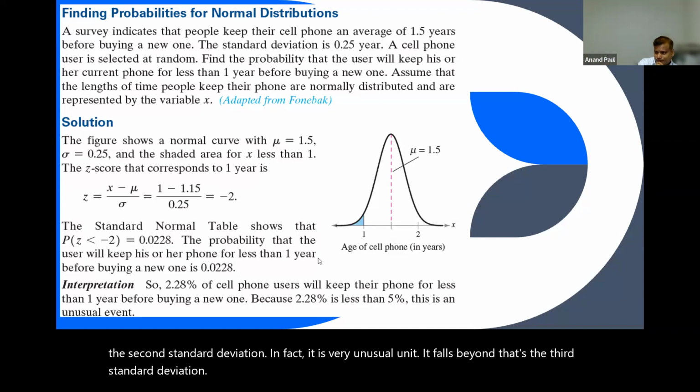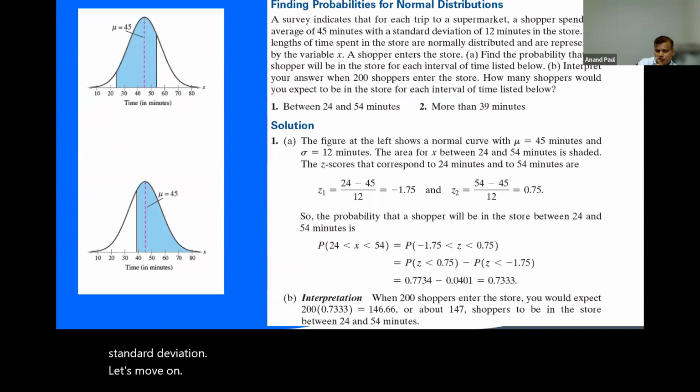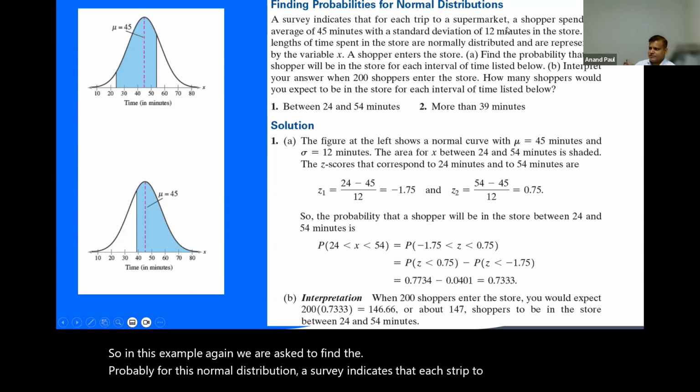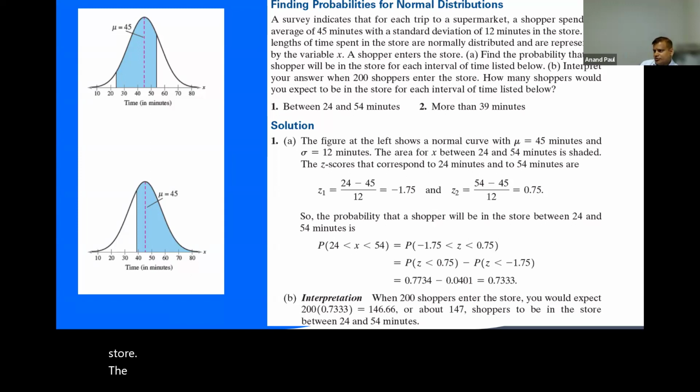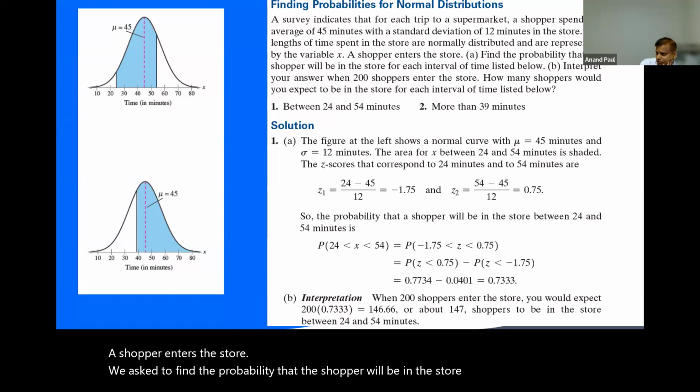Let's move on to this problem here. In this example, again, we are asked to find the probability for this normal distribution. A survey indicates that at each trip to a supermarket, a shopper spends an average of 45 minutes with a standard deviation of 12 minutes in the store. The lengths of time spent in the store are normally distributed and are represented by the variable x. As a shopper enters the store, we are asked to find the probability that the shopper will be in the store for each interval of time listed below.